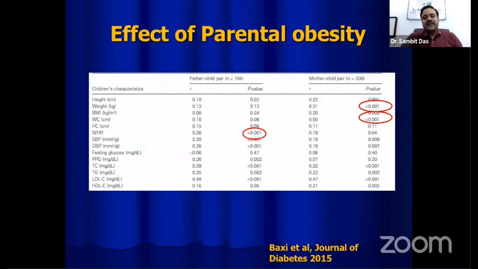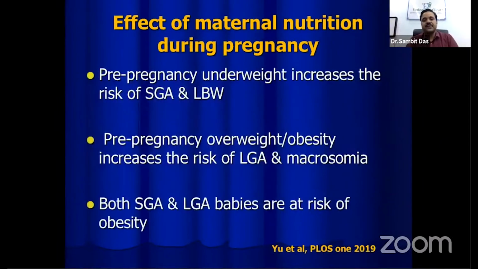This is another nice study by Baxi et al., who correlated parental obesity with the child's obesity. They took father-child pairs and mother-child pairs and tried to find the correlation and the p-value, and they found that the maternal weight and the maternal waist circumference were significantly correlated with childhood obesity or pediatric obesity.